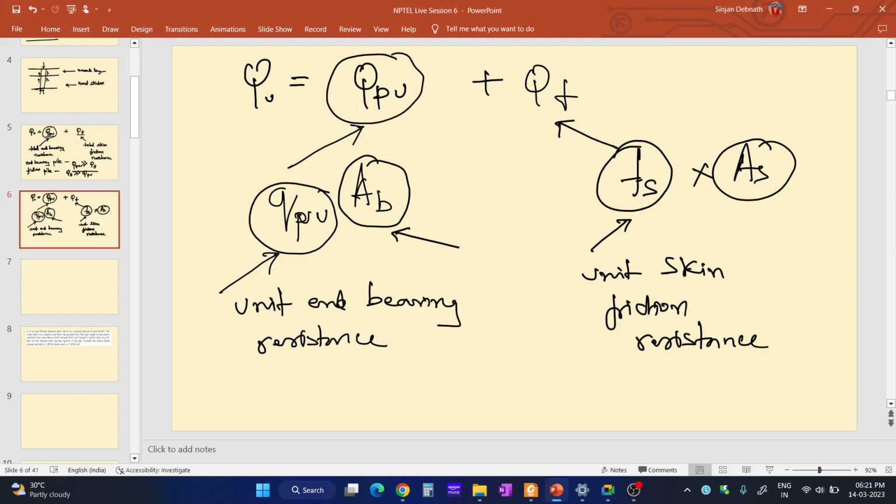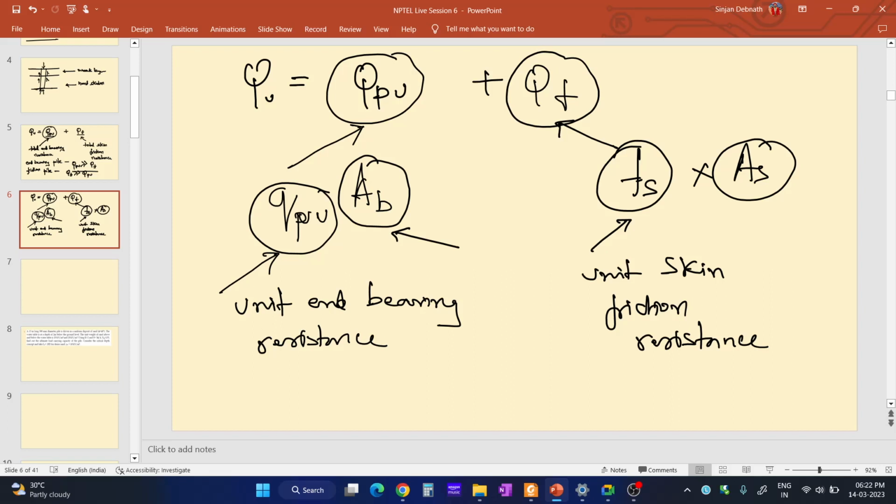Since the skin friction is acting along the surface of the pile, in that case we will consider AS. And the unit is the same as for the end bearing resistance. So the small fs, the unit skin friction resistance, is in kilonewton per meter square, and capital AS, the surface area, is in meter square. So kilonewton per meter square into meter square will give kilonewton. So capital QF is the total skin friction resistance acting along the surface of the pile. The unit of QF will be kilonewton.